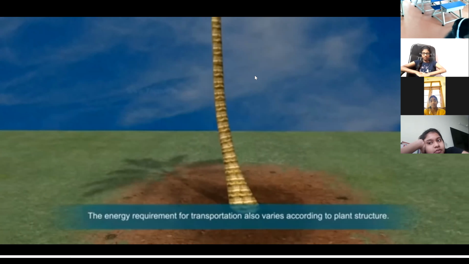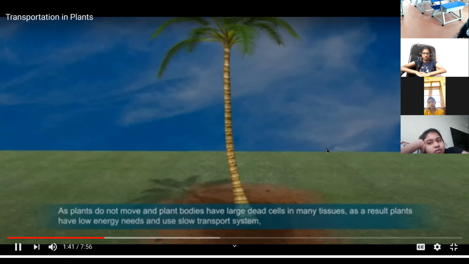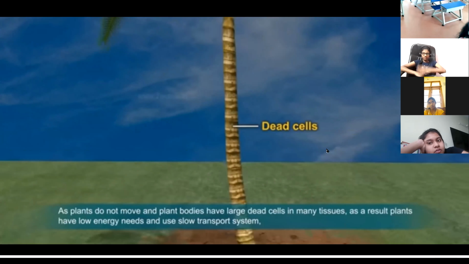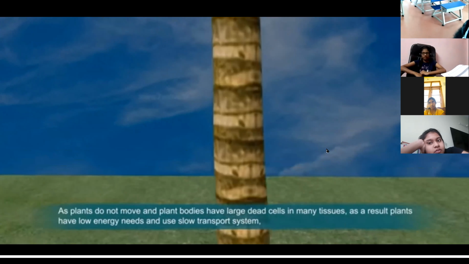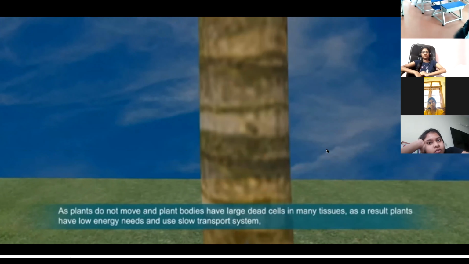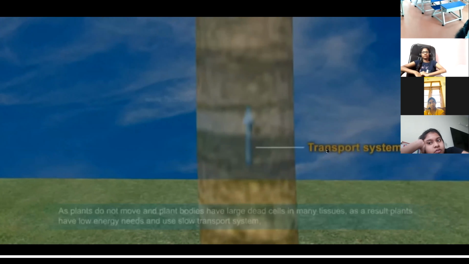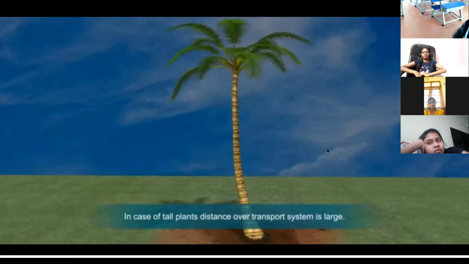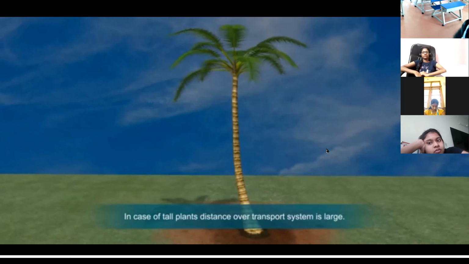As plants do not move and plant bodies have large dead cells in many tissues, plants have low energy needs and use a slow transport system. In case of tall plants, the distance over which the transport system works is large.